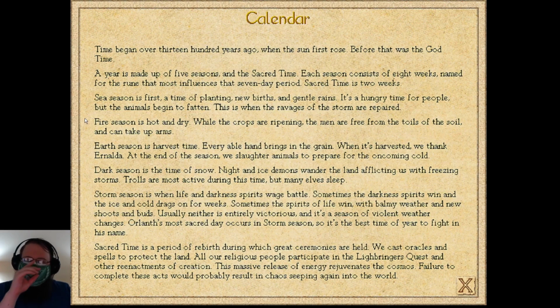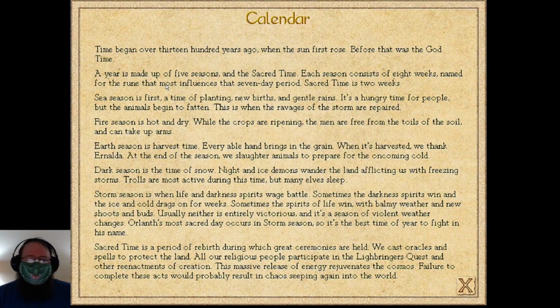I had a problem with the tutorial where the little thing I read at the beginning doesn't actually show up, so I had to literally screenshot it and paste it in. Hopefully it's not noticeable. A year is made up of 5 seasons and the sacred time. Each season consists of 8 weeks, named for the rune that most influences that 7-day period. Sacred time is 2 weeks.